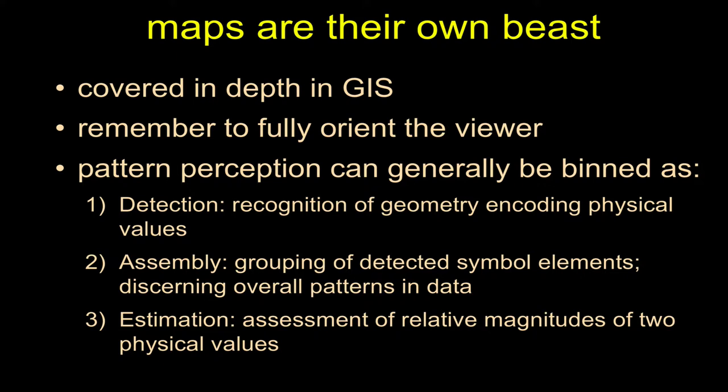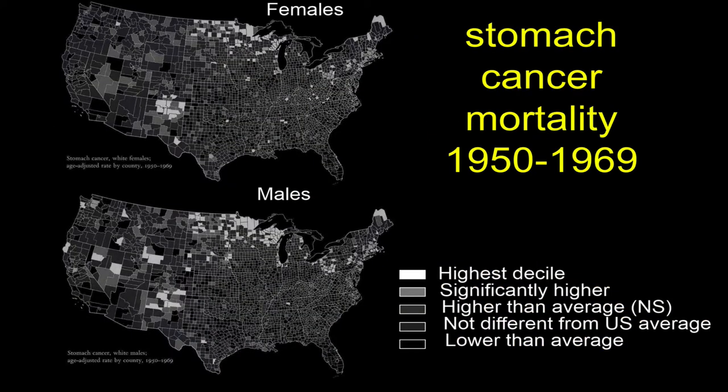So we can talk about pattern in terms of detection, assembly, and estimation. And these things, you guys probably at least touched on, you might not have used these words, but probably touched on these in GIS. But we can talk about that when you get to the maps if you don't remember what those are. But let's just look at a little example here. So here are some maps. In this case, these are choropleths, and we're looking at stomach cancer mortality from a couple of decades.